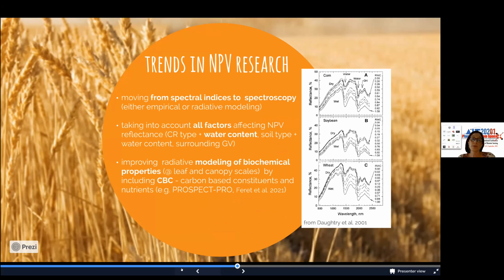So moving from spectral indices to real spectroscopy to be more quantitative, and to make that, we have to take account of all factors affecting the NPV signal, in particular water content. And this could be improved also by the modeling of biochemical properties, including carbon-based constituents, like it has been done by the PROSPECT model.